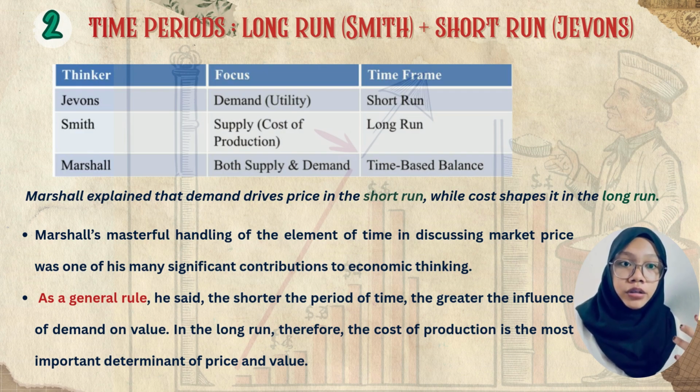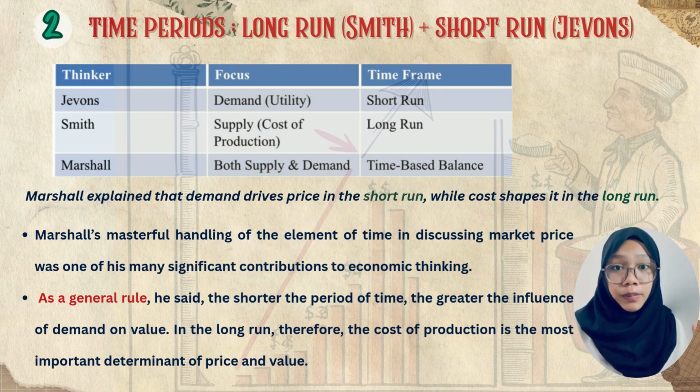Secondly, is about time period, which is how Marshall introduced the idea of using different time frames in economic analysis. The first is the short run. Some inputs, like factory size, are fixed, so supply cannot adjust quickly, and the price is mostly influenced by demand or marginal utility, as Jevons believed. The second is the long run. In the long run, everything can change. Firms can expand or exit a market. That is when price reflects the cost of production, following Adam Smith's view.